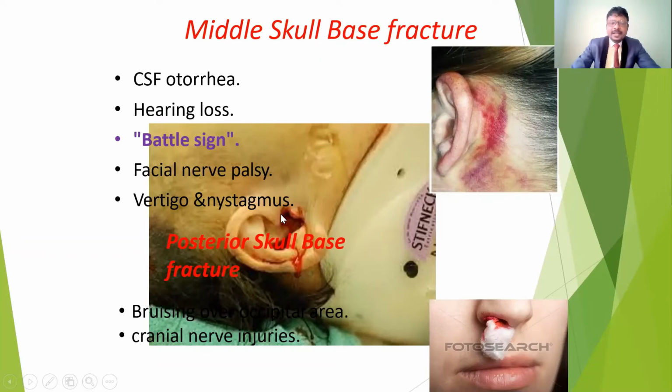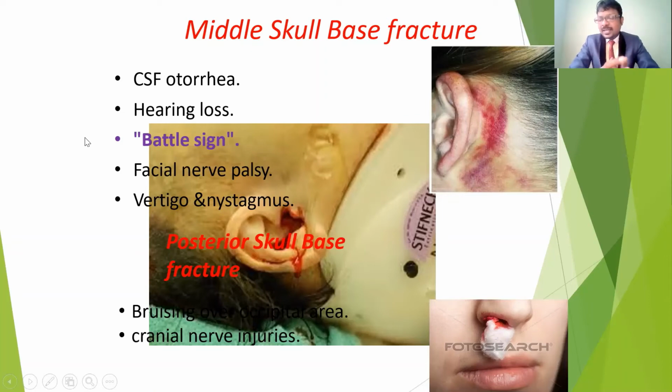Another important sign in case of middle skull fractures is the Battle sign. Battle sign is nothing but an ecchymosis or hemorrhage and also hematoma that occurs behind the ear, over the mastoid process. So it is called the Battle sign. Some people may also get facial nerve injury, vertigo and nystagmus.